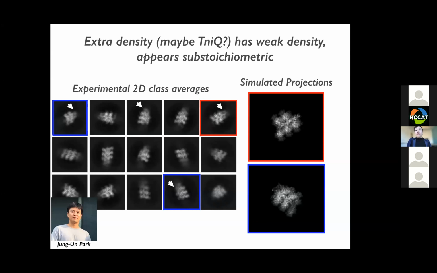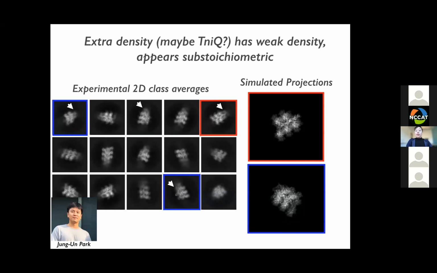Here we have the same view that corresponds to this experimental 2D class. And you can see that there's very weak density here that would be capping the filament. And so we knew that this TNIQ protein is there, but it could be substoichiometric. The density is relatively weak compared to the rest of the filament, and so it's either substoichiometric or it's getting averaged out.